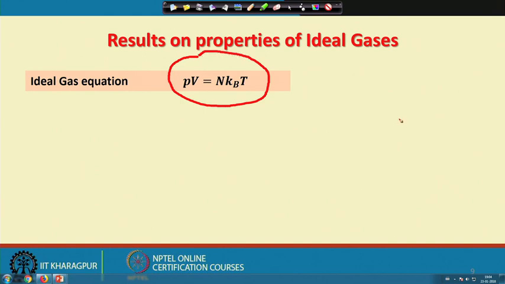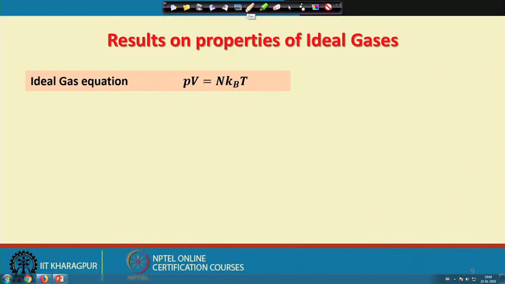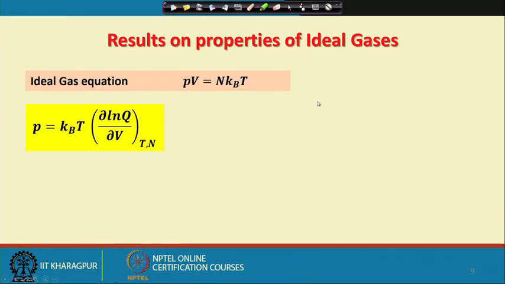Now, once again, I have already discussed the derivation of this before, and I will do so again by looking at the results that we have got for the monatomic ideal gas case and try to see how we can do a little bit of algebra to arrive at this relationship. In order to do this, the first thing to realize is that the pressure is given in terms of k_B T del ln Q del V at constant T and N.